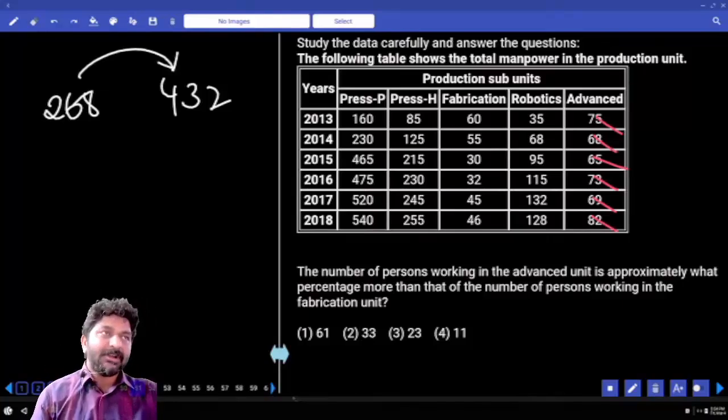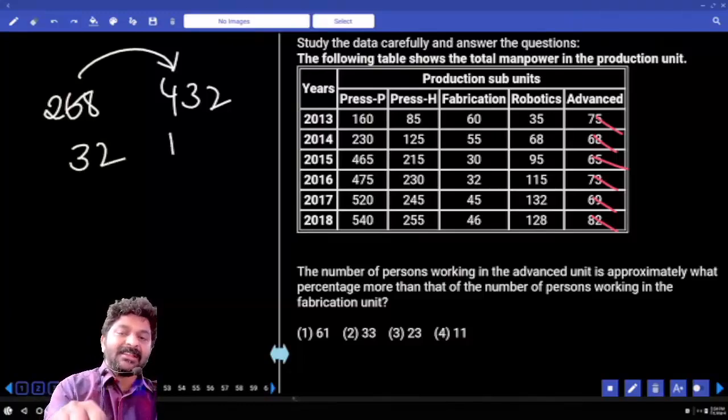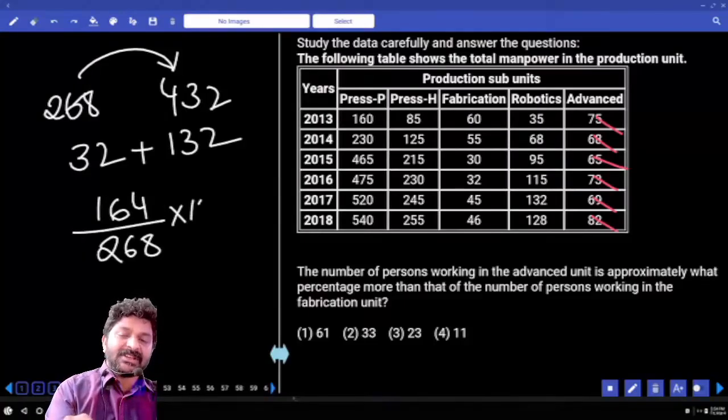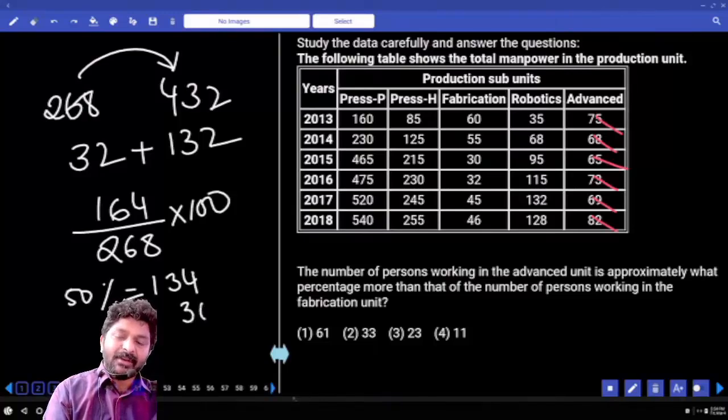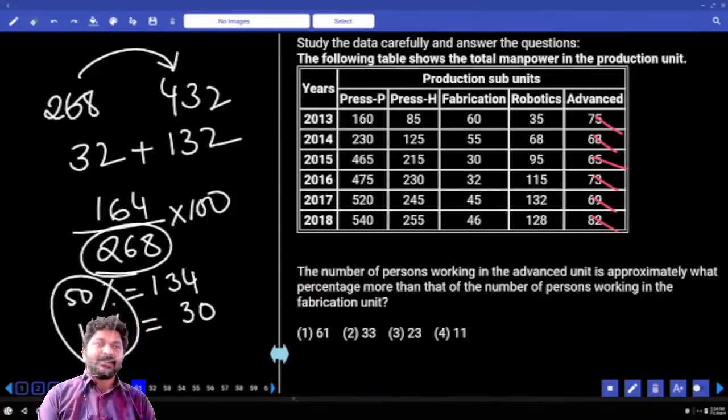432 is how much more than 268? This is 32 less than 300 and this is 132 more than 300. The difference in the sum of these two numbers is 164 upon 268, into 100 percent. We'll get the answer from the denominator only. 50 percent is equal to 134. Still we have to add 30 more. 10% of the denominator is 26.8. Approximately this number only, so you can treat it as approximately 11%. Answer: 61%.